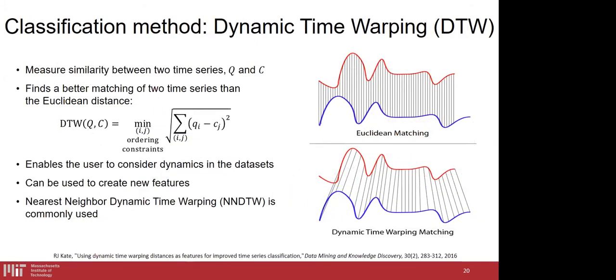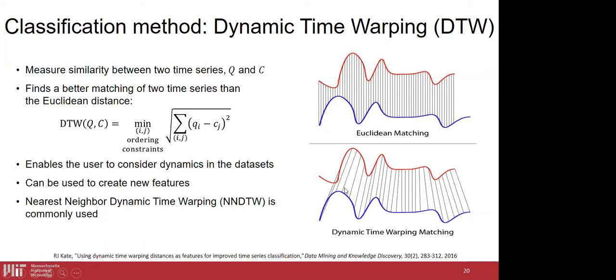And similar to before, we also have dynamics that can be considered. In that case, there's something called dynamic time warping, which in a simple approach, if you have two different time series, you can just use Euclidean matching. Which means you would map point 1 in time series 1 to point 1 in time series 2, point 2 in time series 1 to point 2 in time series 2.